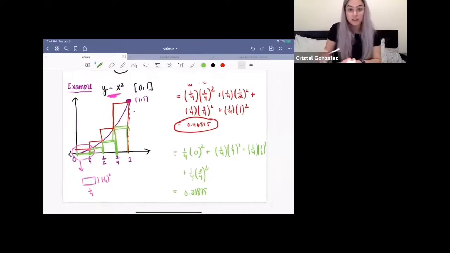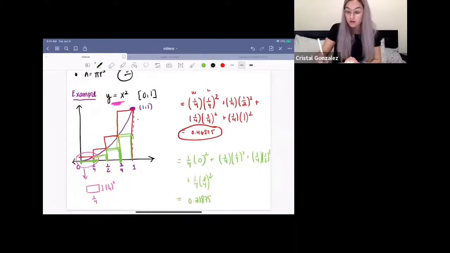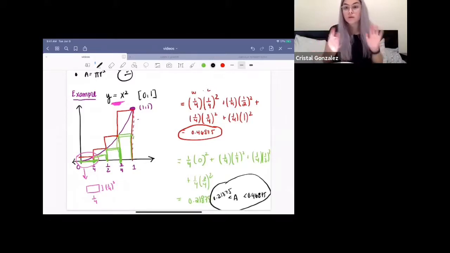Later in this section. So now we know that the area under our curve is going to live between 0.46875 and 0.21875, which is pretty close. Now we know roughly where this area lives. I mean, this is obviously an overestimation, and this is an underestimation. So our area lives between those two numbers. And that's the idea we're going to be exploring in this section.